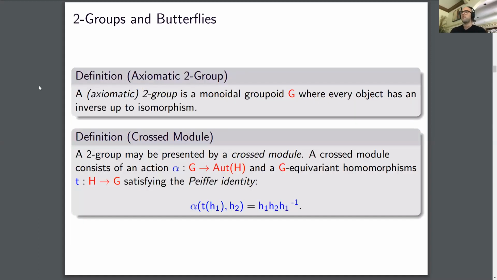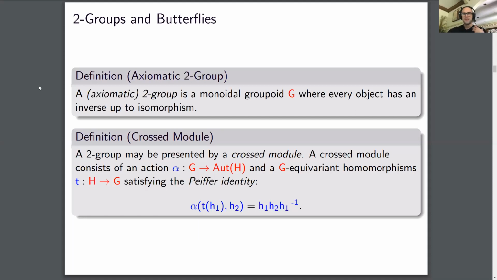So 2-groups are really interesting, but there's a classical way to study them via a presentation, which is known as a crossed module. And at this point, if you're starting to tune out, feel free to tune out for this next slide. We're not going to use any of those definitions, but I want to give you a sense of what the classical theory is. So a crossed module is an action of a group on another group, and an equivariant homomorphism back, which satisfies a specific identity, like so. And again, you don't need to remember this.